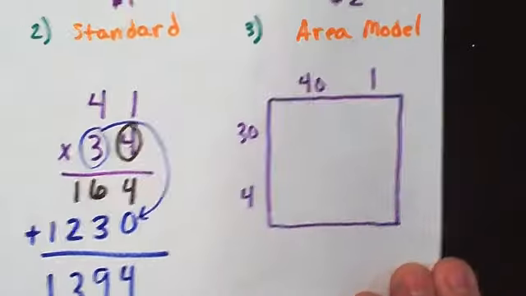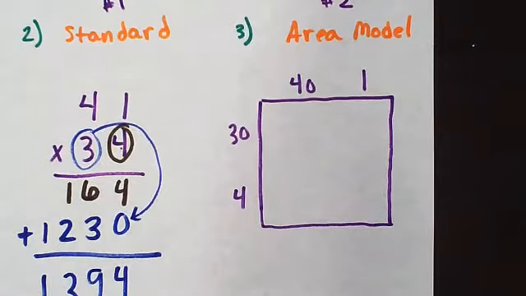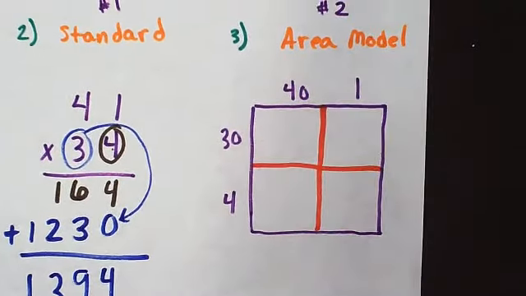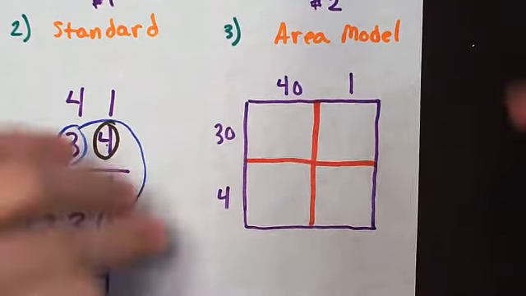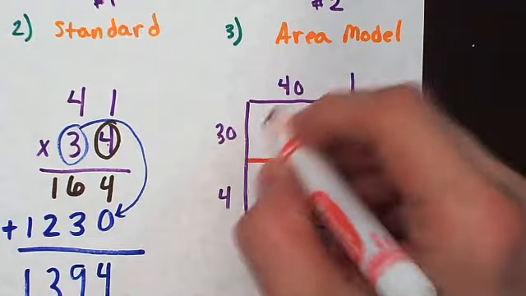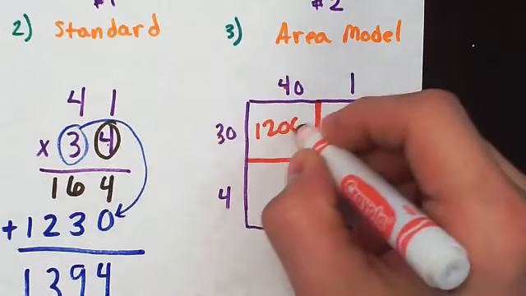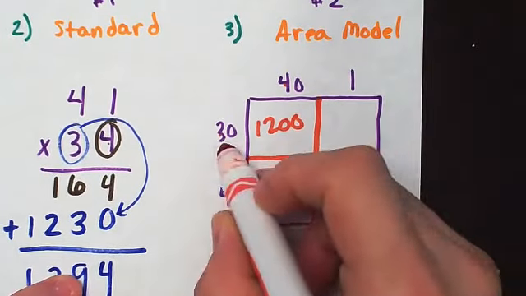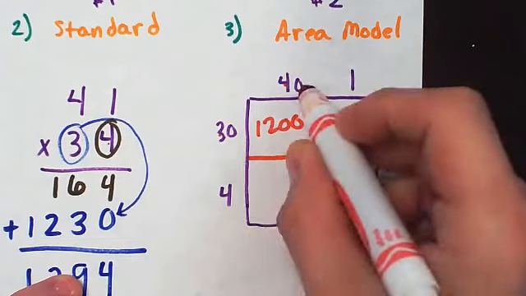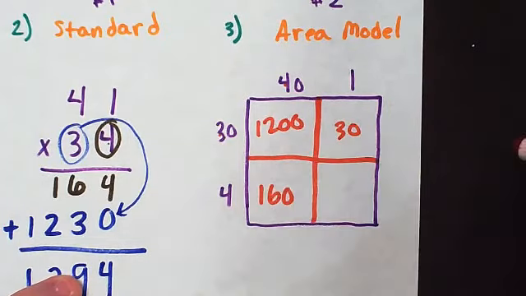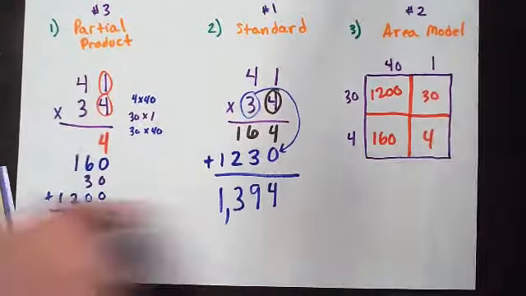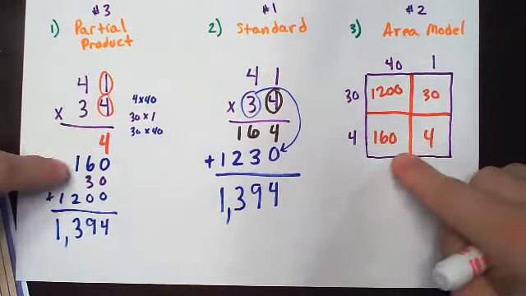Now let's do the area model. So area model, we've got the same setup here. We've got our 4 little spots for our 4 little answers, and then it's basically just like the partial product way, except we're going to put our little answers inside these little boxes here. So 3 times 4 is 12 with the 2 zeros, 1200. 30 times 1 is 30. 4 times 4 is 16 plus a 0, 160. 4 times 1, 4.